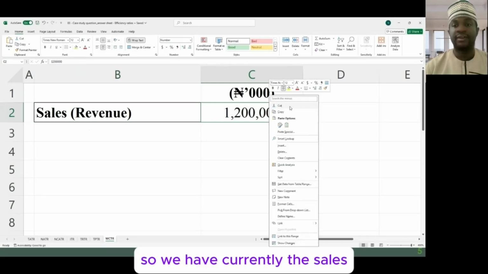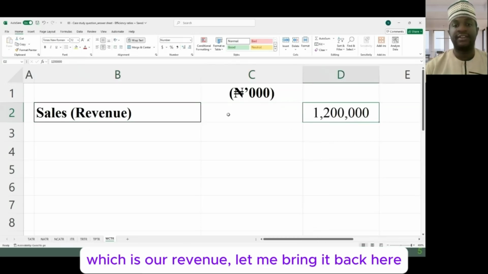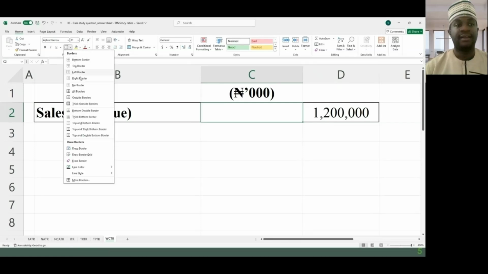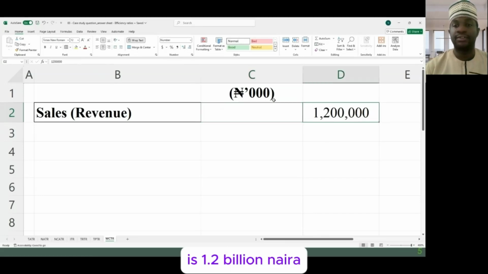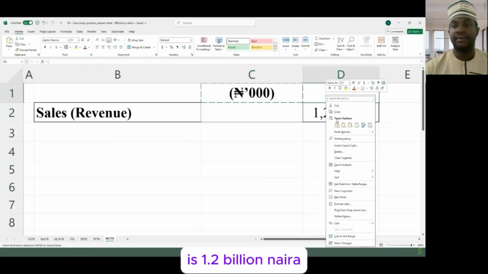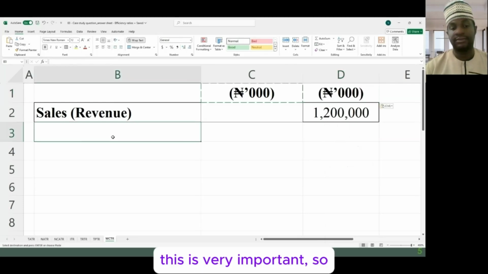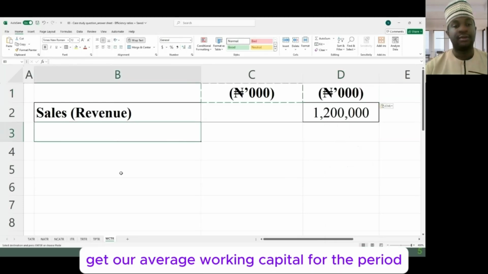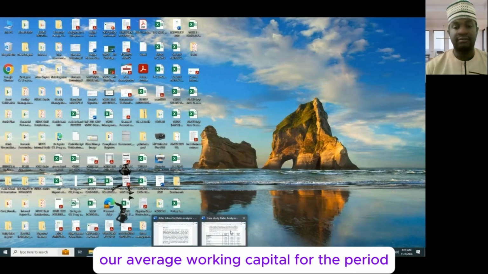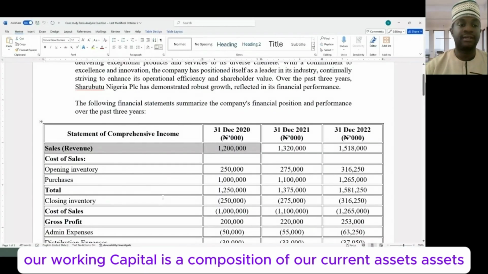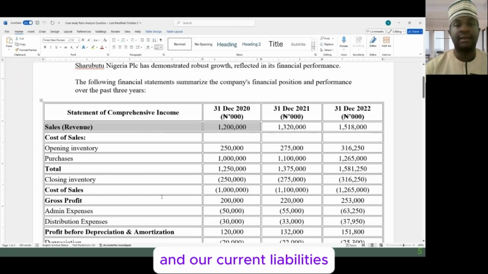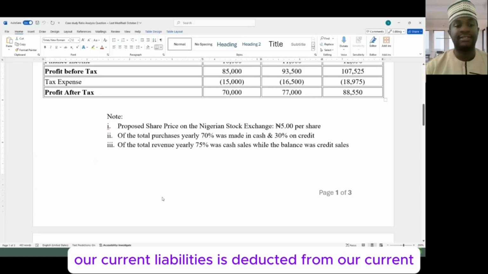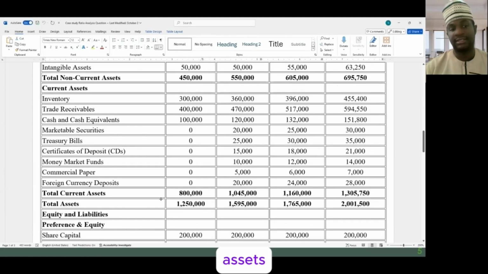So we have currently the sales, which is our revenue. And it's clear that our sales for the period is 1.2 billion naira. This is very important. So let's go get our average working capital for the period. Our working capital is a composition of our current assets and our current liabilities. So our current liabilities is deducted from our current assets.